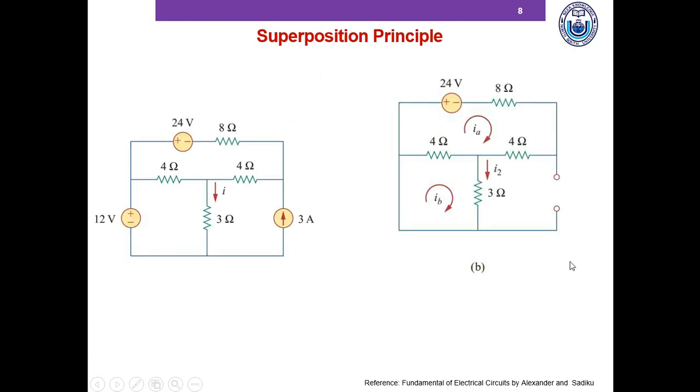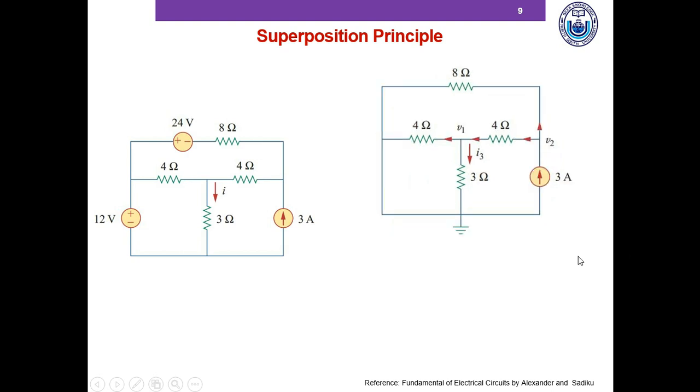In the next step, we keep the 24 volt voltage source on, and the rest of the independent sources, this one and this one, off. Again, I've replaced this 12 volt voltage source with a short circuit, and I've replaced this 3 ampere current source with an open circuit. Then we can apply current divider or mesh analysis to compute the current that goes through the 3 ohm resistor, and that's -1 ampere.